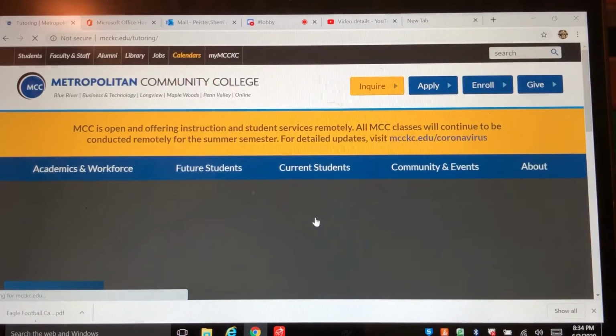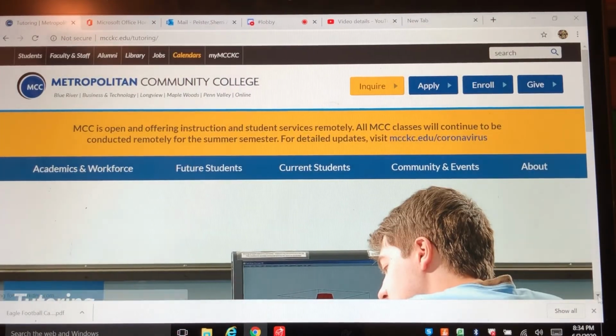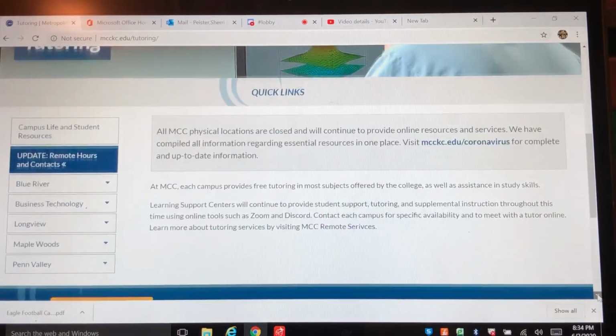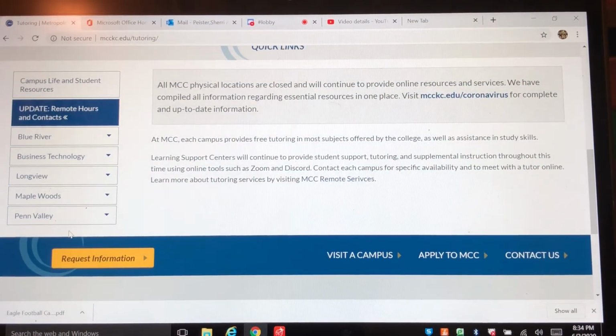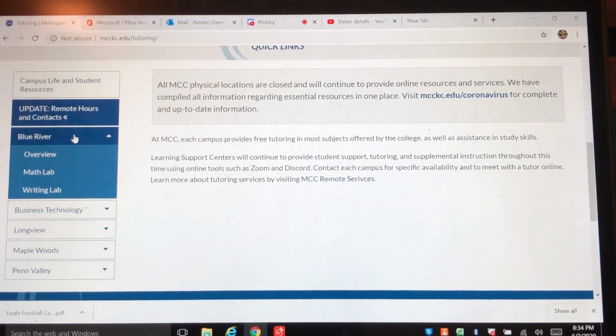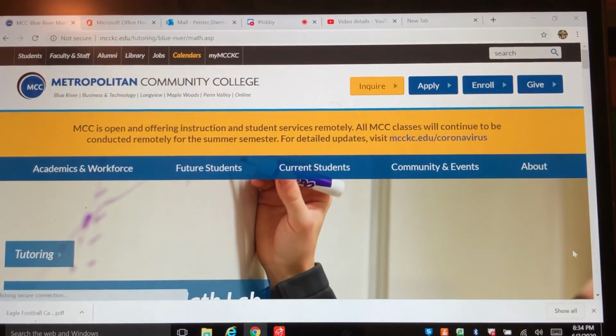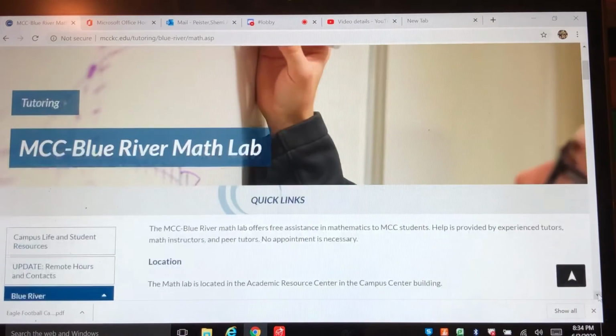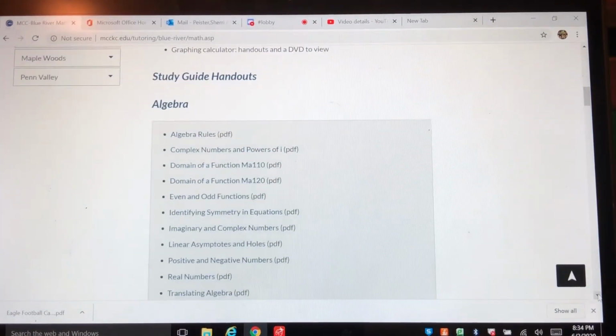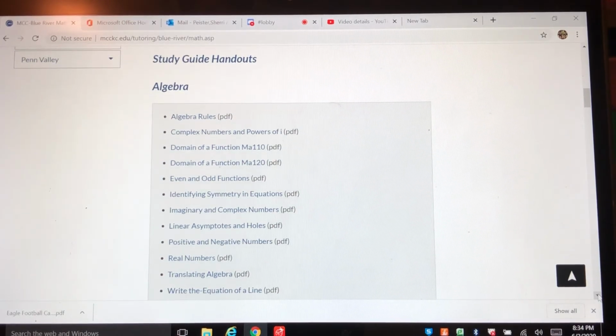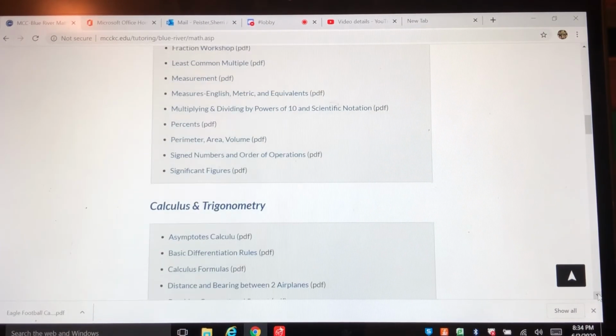When you click on tutoring, over here to the left, each of the campuses that we have as a part of our MCC community populate. I am affiliated with the Blue River campus, and so if you click on Blue River and then head to the math lab, you will have a whole series of handouts and worksheets at your disposal. So there are links to a ton of algebra concepts. And they're kind of organized by topics. So we have a lot of algebra handouts here, basic math, calculus, etc.